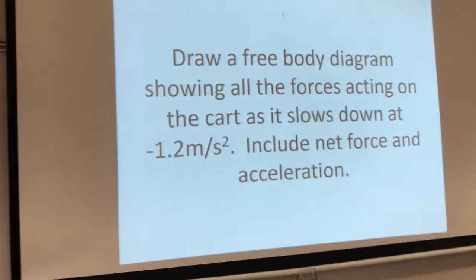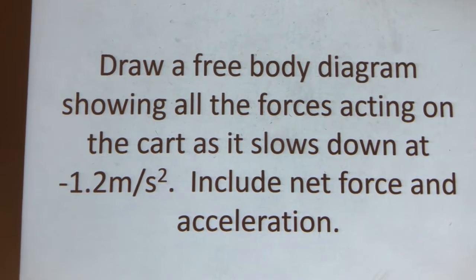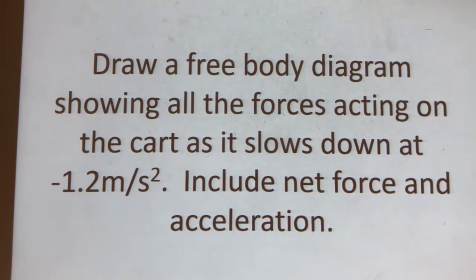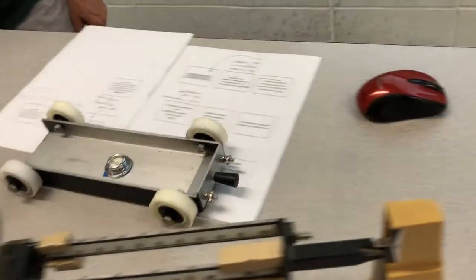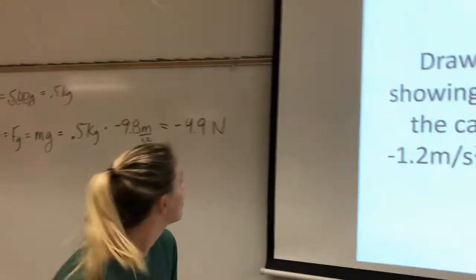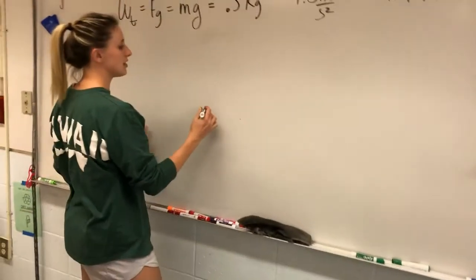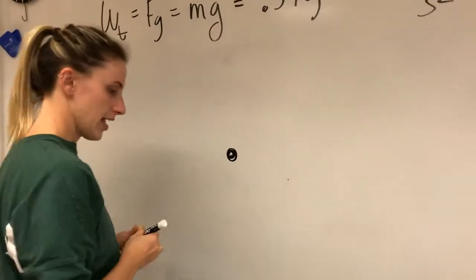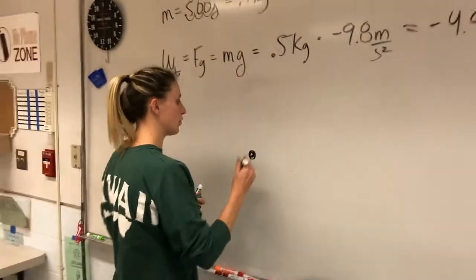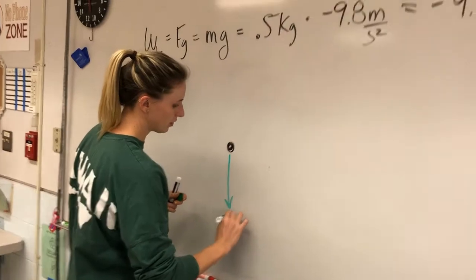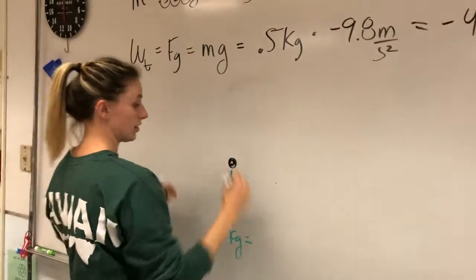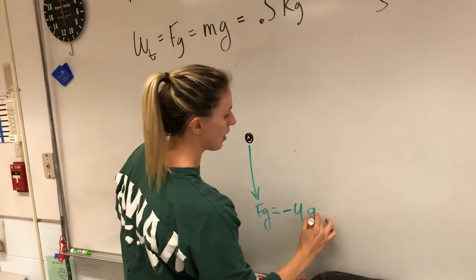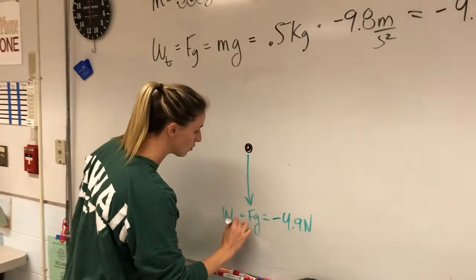Let's draw a free body diagram showing all the forces acting on the cart as it slows down at negative 1.2 meters per second squared. So at this point right here, we want to know right now when it's slowing down. Free body diagram, that is with the dot, right? That's the dot. And we know there's the force of gravity pulling the cart down towards the center of the earth. We just calculated it: mass times acceleration due to gravity, negative 4.9 newtons. And this is the same thing as weight. If I asked for the weight, you could get it for me.